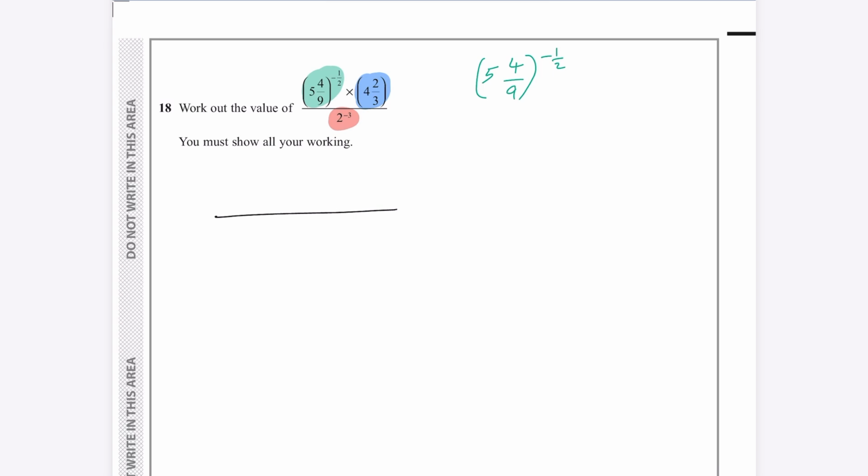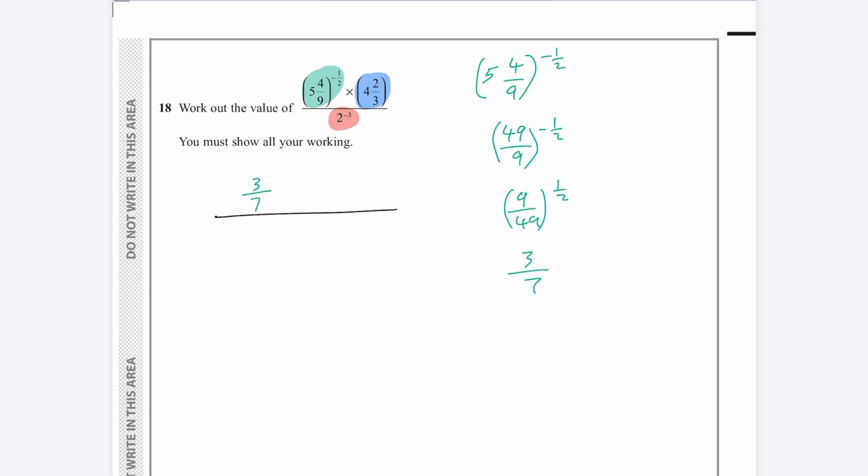So if I do 5 times 4 to convert this from an improper fraction to a proper fraction, 5 times 4 is 45, plus 4 at the top is 49, so that's 49 over 9 to the power of minus a half. Now the negative just means flipping it. So if I flip this, that's going to become 9 over 49 to the power of half. All I've now done is got rid of the negative. And now the power of half just means square root. So the square root of 9 is 3. The square root of 49 is 7. So I can now write this as 3 over 7 here.